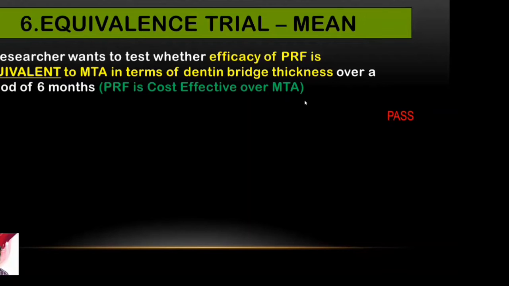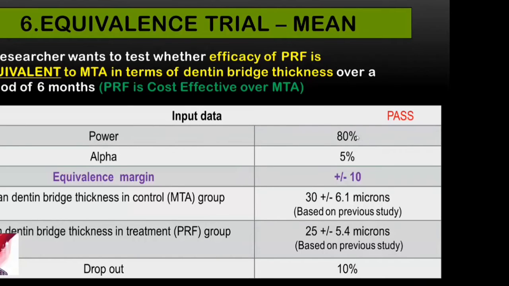Assume MTA results in 30 microns of dentin bridge formation over a period of 6 months. Now, how much equivalence margin do I have to give for PRF? I can say plus or minus 10 microns, in excess or less. So let me take a power of 80% and alpha of 5%. The equivalence margin I am setting at plus or minus 10. Why is it plus or minus? Who knows, PRF may be superior to MTA or PRF may be inferior to MTA. If it is superior to MTA, we need to think about PRF in future rather than spending much money on MTA.